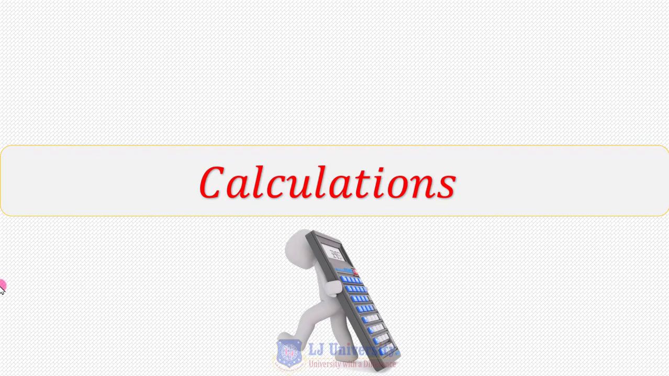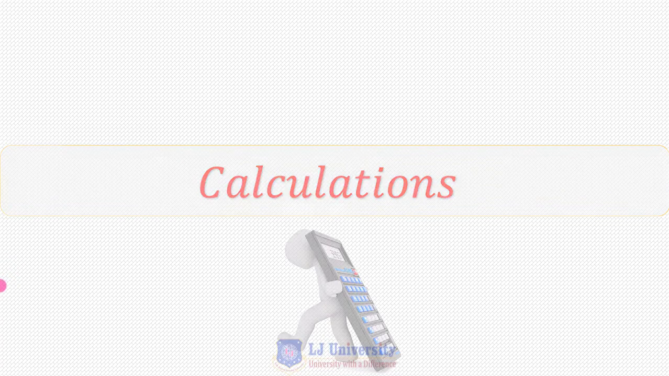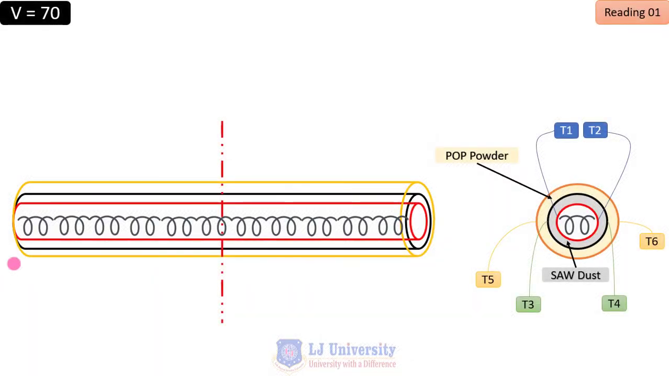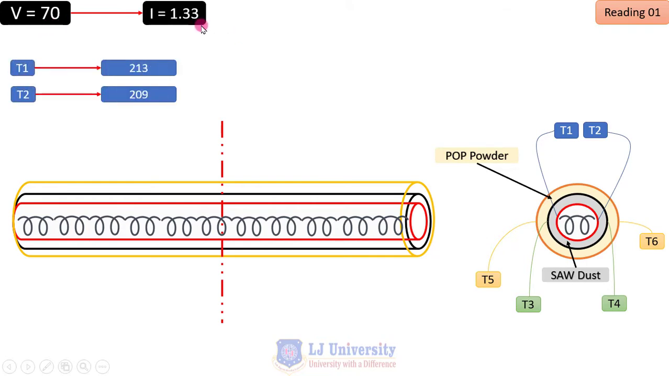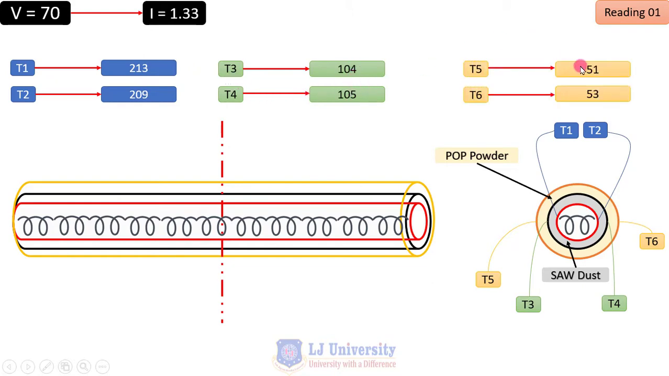Let's do the calculation as per our practical readings. From the practical reading, we have a voltage of 70. As per this voltage, the current flowing through the heater is 1.33 ampere. The values of T1 and T2 from the temperature indicator are 213 and 209. The values of T3 and T4 are 104 and 105.